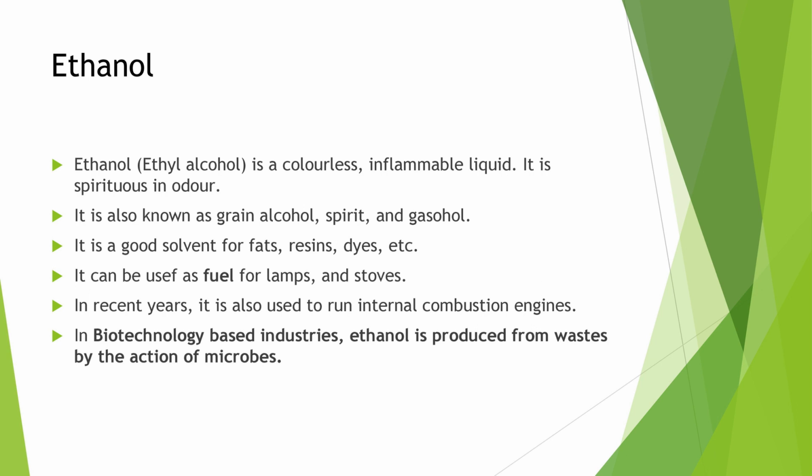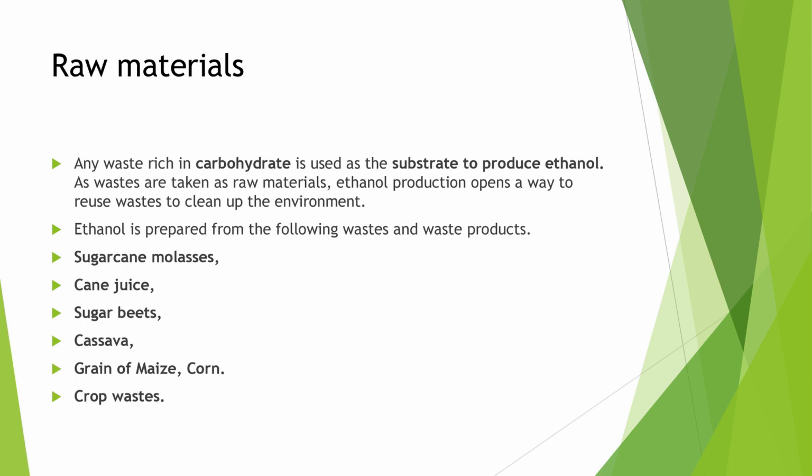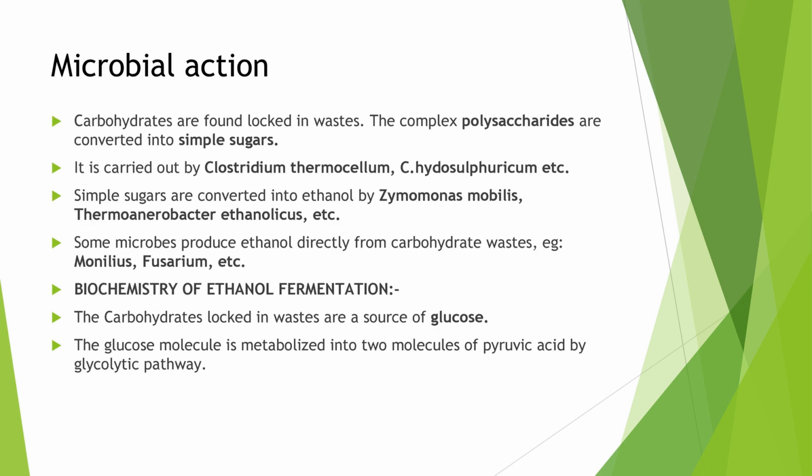It is also used to run internal combustion engines, and it is also produced from wastes by the action of microbes. Raw materials used for the production of ethanol are sugarcane molasses, cane juice, sugar beets, cassava, grains of maize, corn, and crop wastes. The microbial action involved in production of ethanol is the involvement of yeast like Zymomonas mobilis, which converts the simple sugars into ethanol.